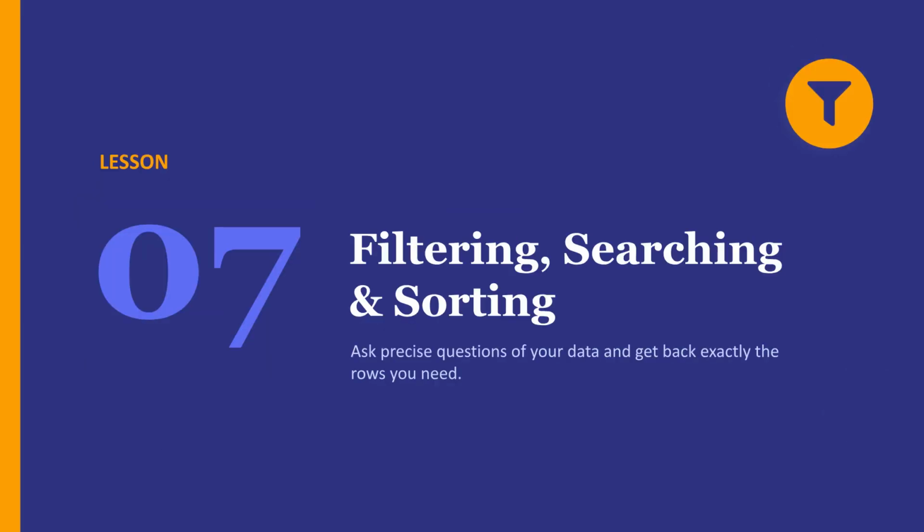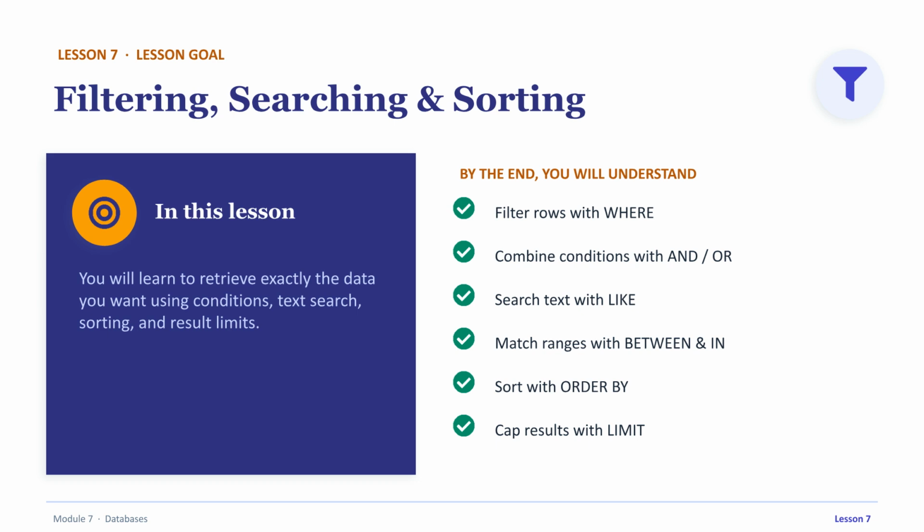Data is only useful if you can find what you need. Let's master filtering, searching, and sorting. This lesson is about asking precise questions. You'll filter rows with WHERE, combine conditions with AND and OR, search text with LIKE, match ranges and lists with BETWEEN and IN, sort with ORDER BY, and cap results with LIMIT.